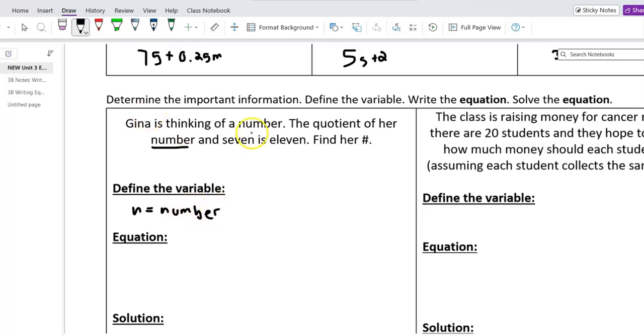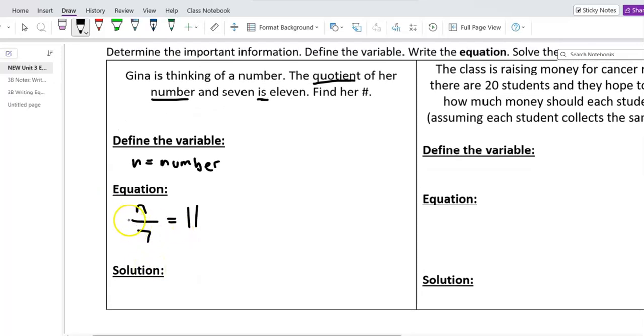And we want to take the key information and write an equation out of it. The word quotient tells us division. It says the quotient of her number and 7. So that means we're going to use our variable and 7 to make the fraction here. The word is essentially telling us equal, and equals 11. And so then we can go ahead and solve it from here.